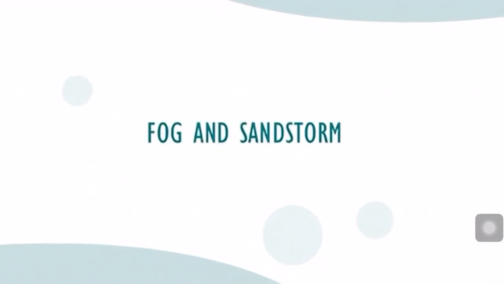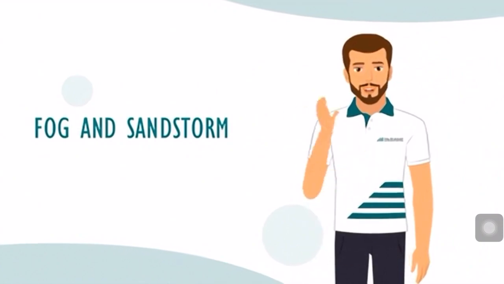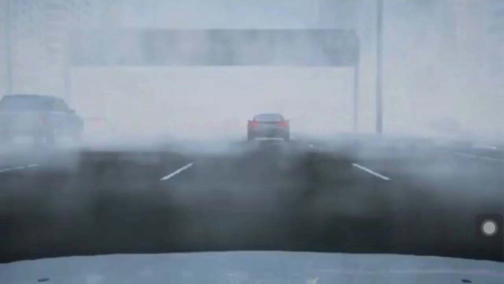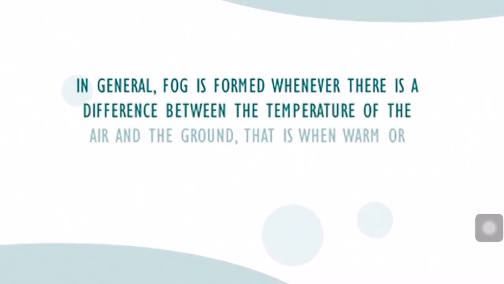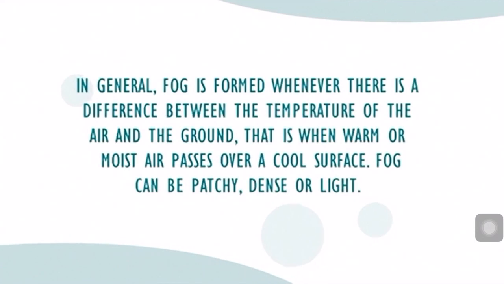Fog and sandstorm. In this module, you'll learn how to drive safely in fog and sandstorm. Fog is like a cloud that forms on the surface of the Earth, made of tiny water droplets suspended in the air. In general, fog is formed whenever there is a difference between the temperature of the air and the ground. That is when warm or moist air passes over a cool surface.